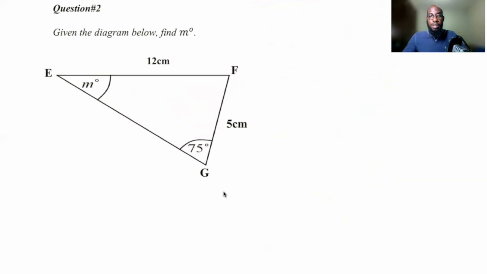All right, let's look at this question. Similar to the one before. In this question we know two sides, and we have one unknown angle and one known angle. So we can see that we could use the sine rule.